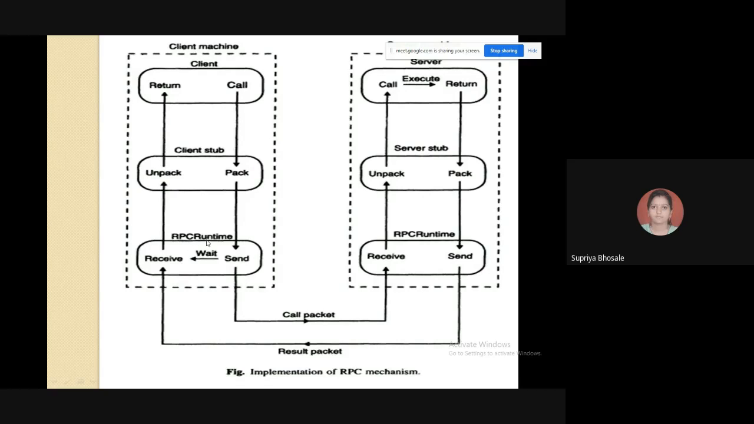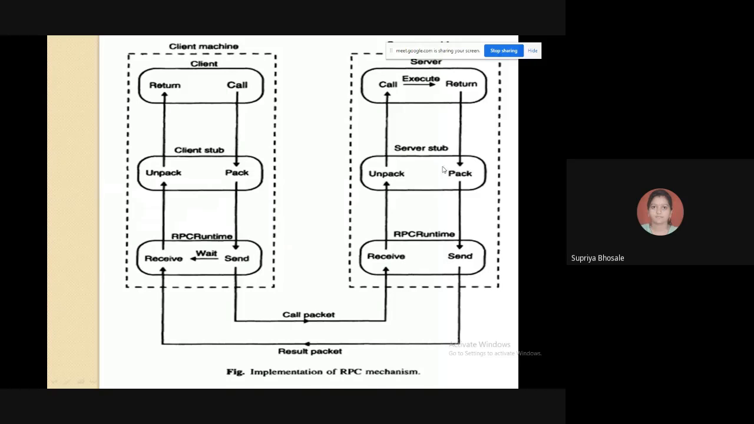The RPC runtime is present at both the client and the server side. So this packed message comes from the client stub to the RPC runtime, and it will be sent as a call packet to the RPC runtime at the server side. Then this packet is sent to the server stub, which unpacks your message and sends it to the server, where the execution of your call takes place. The result of the procedure is returned to the server stub again.